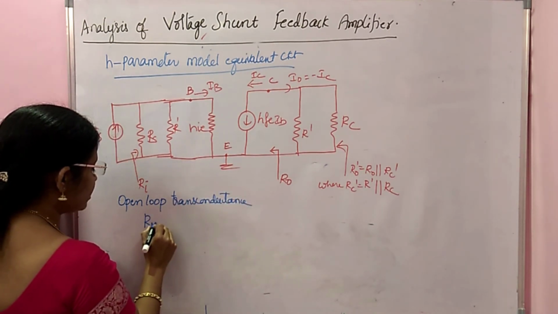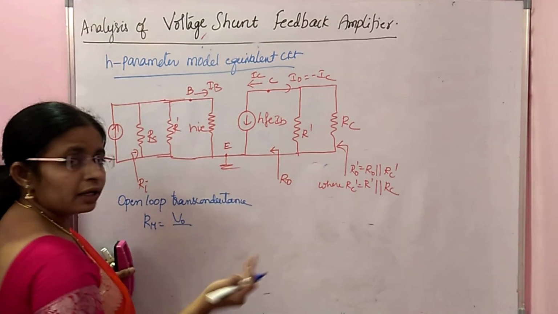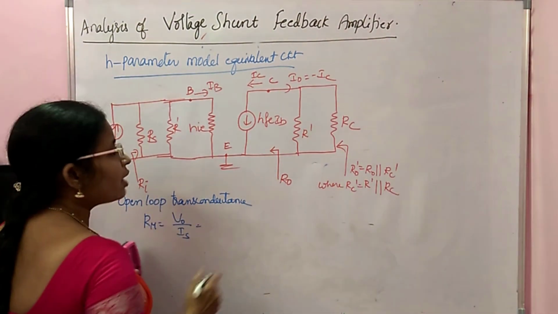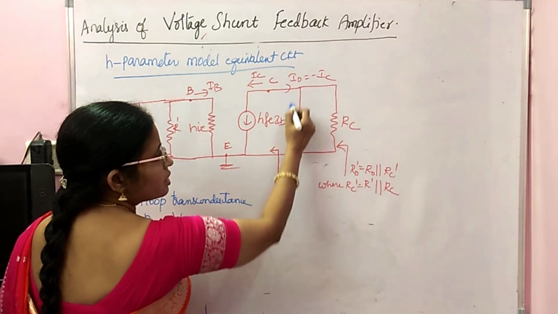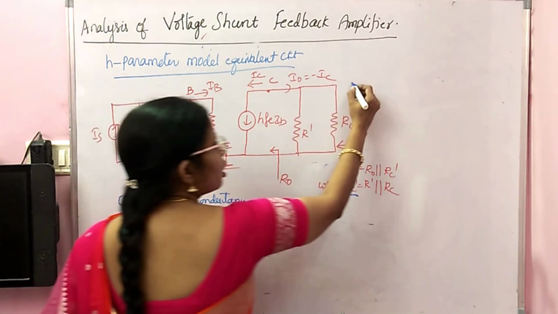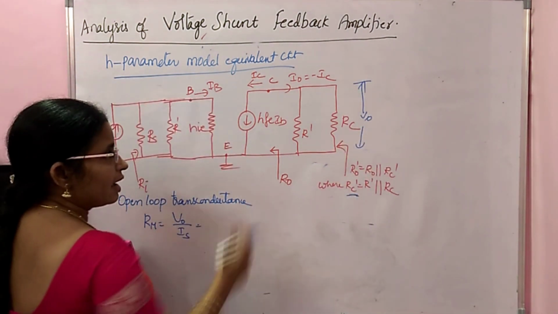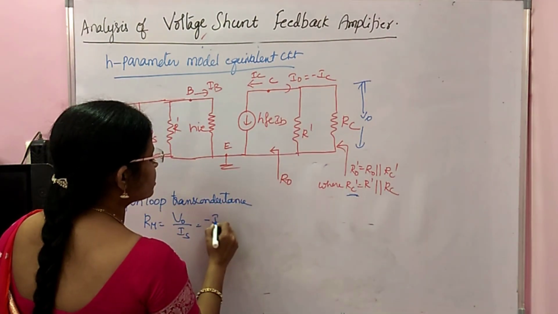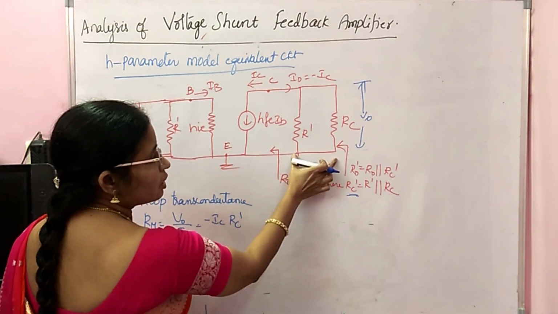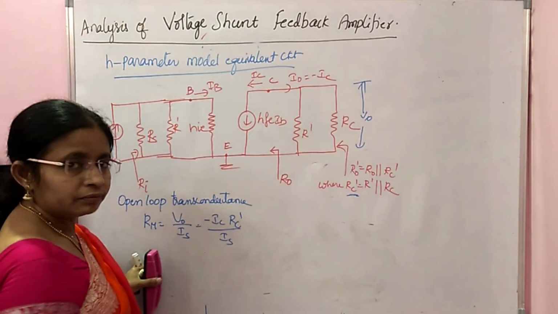Rm is equal to output voltage divided by input current, so V0 divided by Is. What is V0? Here you must take this parallel combination as RC dash. This is your V0. So you can write V0 as minus IC, meaning I0 into RC dash, because this parallel combination is RC dash, divided by Is.